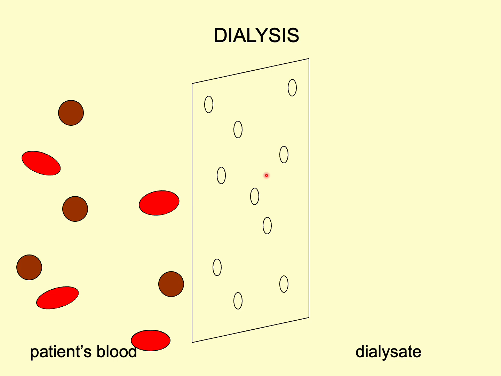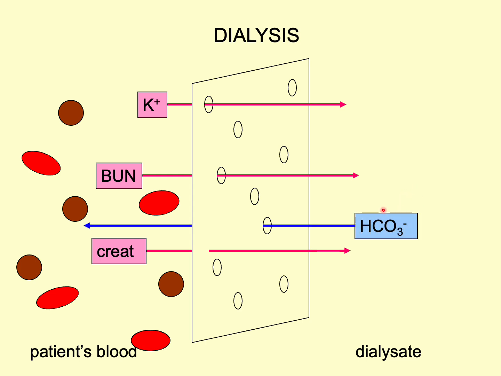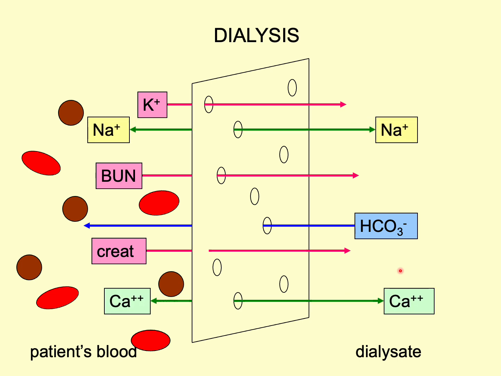molecules to pass through. The dialysate solution contains low to 0 concentrations of solutes that travel down their concentration gradient and are removed, like potassium, BUN, and creatinine, and higher than normal concentrations of substances that need to be added to the patient's plasma, like bicarbonate. Solutes that do not need to change much in concentration during dialysis, like sodium and calcium, are present in the dialysate at physiologic concentrations, so they don't move much.